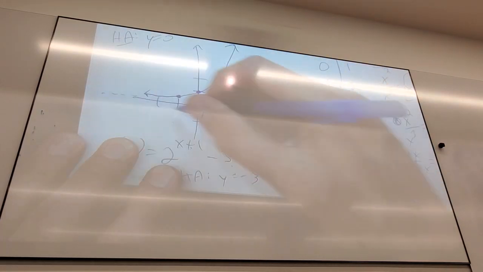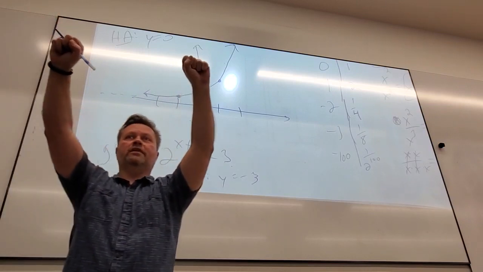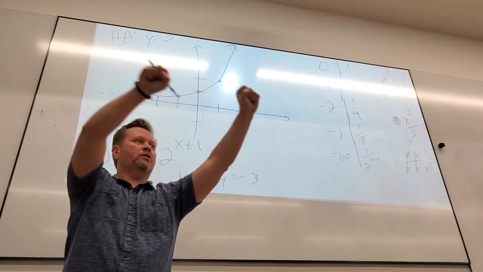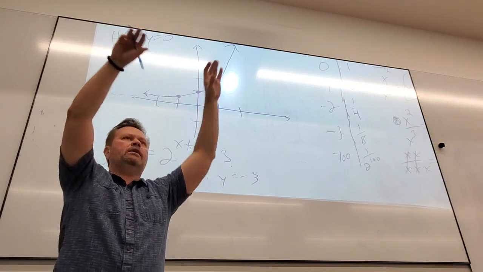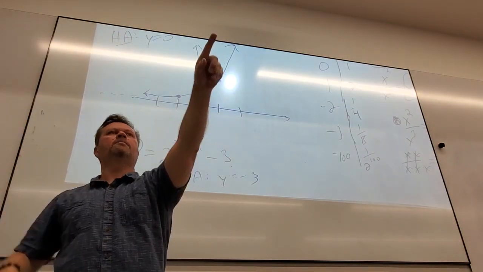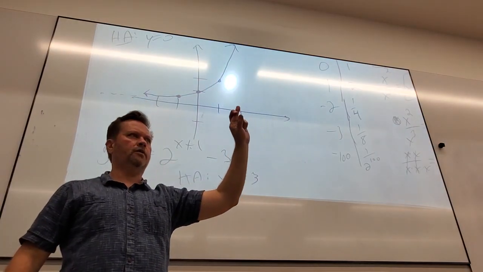Real quick, how long is the horizontal asymptote? Forever. So if I move it left to right, does it change where it is? No. It's only if I move it up and down. So I know exactly where the horizontal asymptote is going to move based on how much I move it up and down. You guys kind of with me?